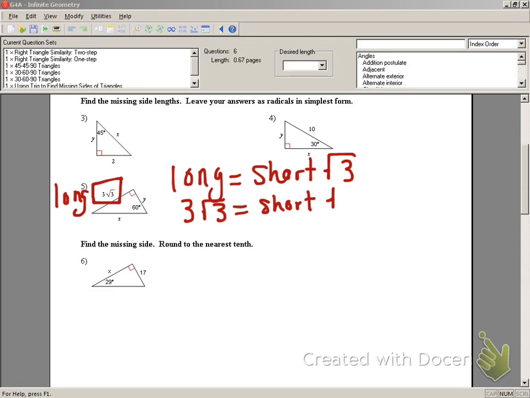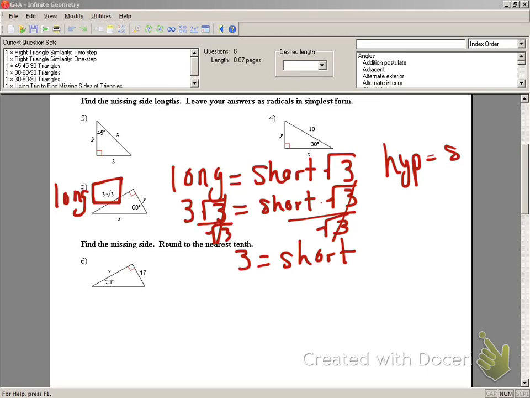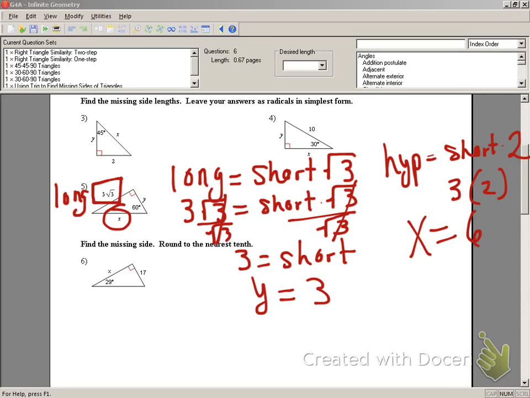So we're solving this for short. And the way that we do that is divide both sides by radical 3. Notice it cancels, so 3 equals the length of the short. And if hypotenuse equals the short times 2, I will say 3 times 2, so the hypotenuse equals 6. So now I just have to distinguish which one's x and y. The x is the hypotenuse, and so therefore y is equal to 3. X is 6, y is equal to 3.